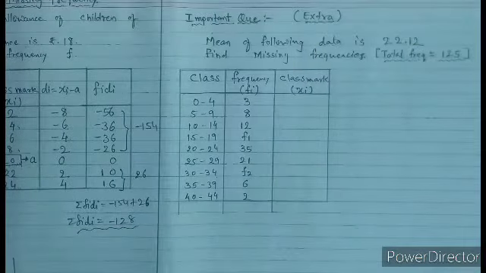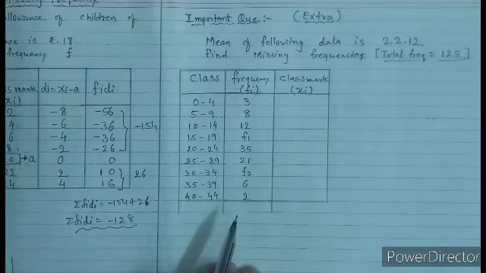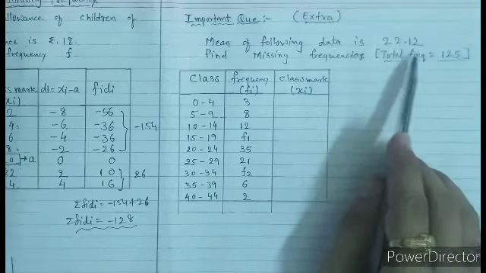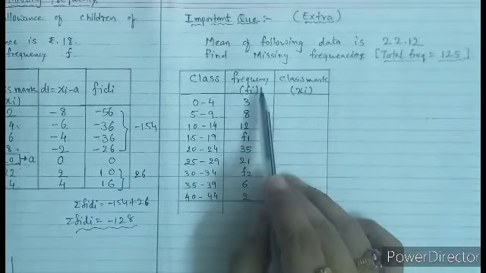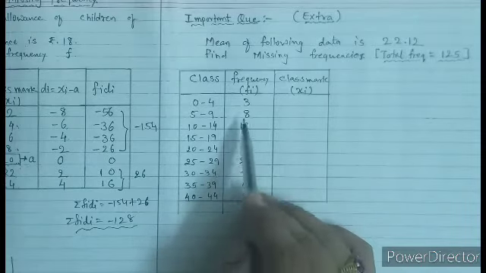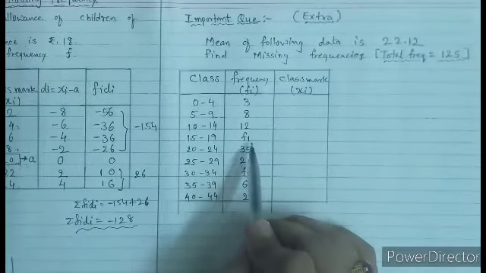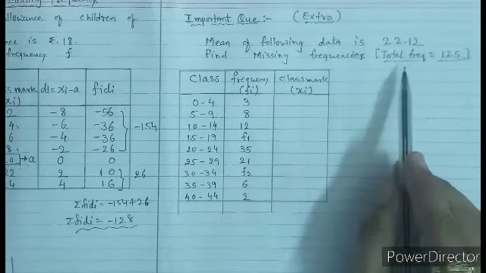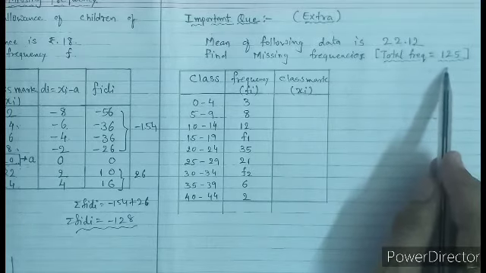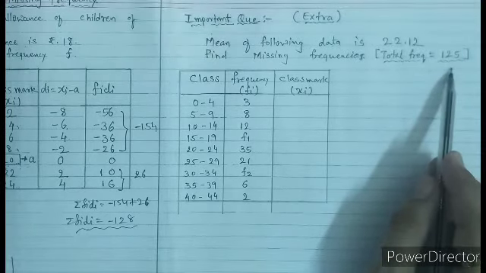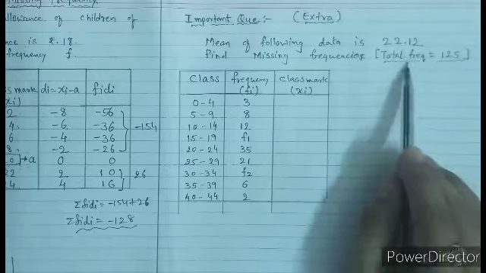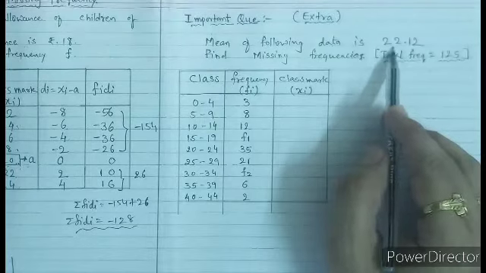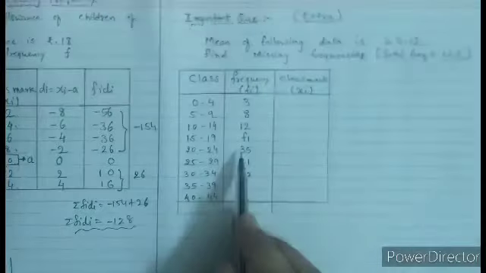So here is the question and its data. See the question carefully. Mean of the following data is given. It is 22.12 and we have to find the missing frequency. Here we have two missing frequencies, f1 and f2. Whenever we have to find two missing frequencies, the total number of frequency would be given. And here in this question, the total number of observations is given, 125. So total frequency is 125. And the mean of the data is given. It is 22.12. We have to find f1 and f2.